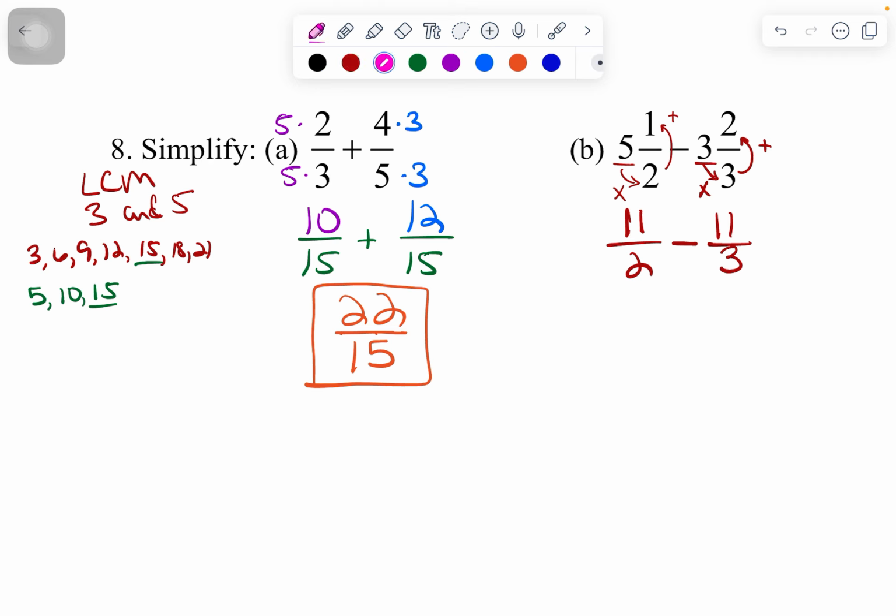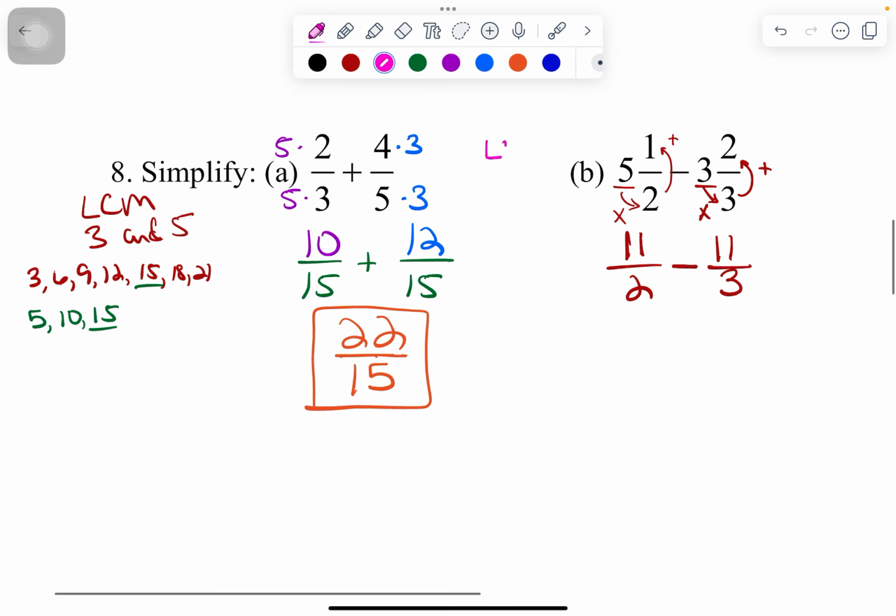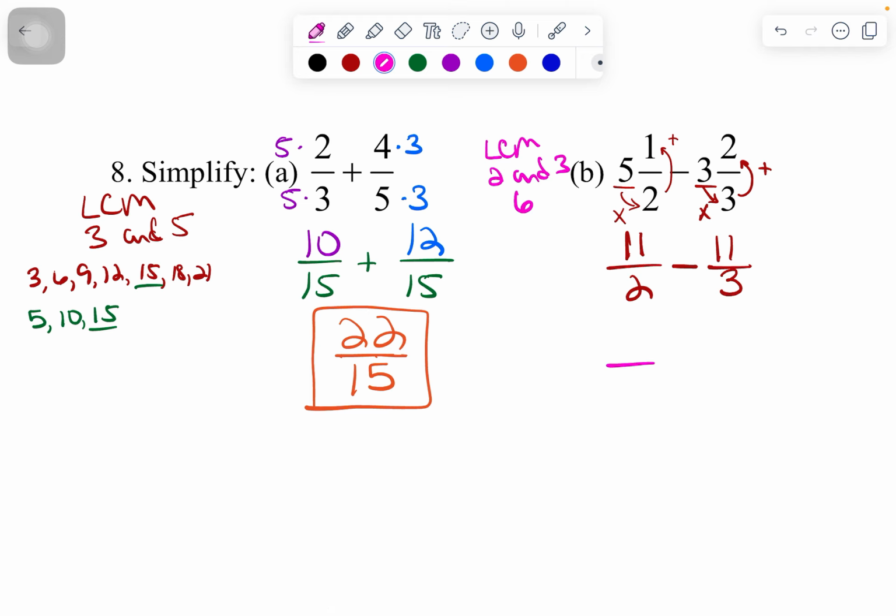Which, all right, once we're in this format, I need to figure out the least common multiple for 2 and 3. So if you know it, awesome. If you need to write out your multiples, write out your multiples. I do happen to know the least common multiple for 2 and 3 is 6. So rewriting with 6 and 6. And then taking a look at what we've got to do to get to that. So you had 2, you turned it into a 6.